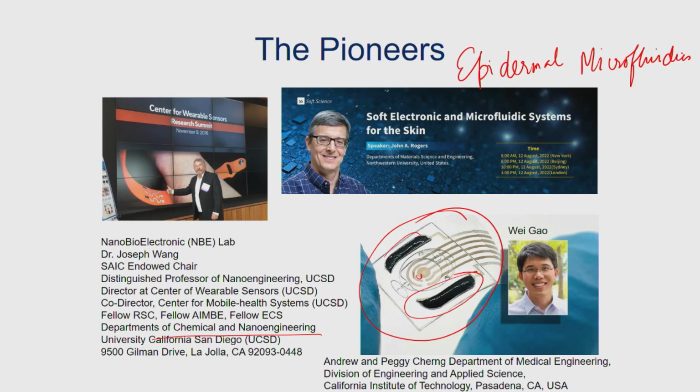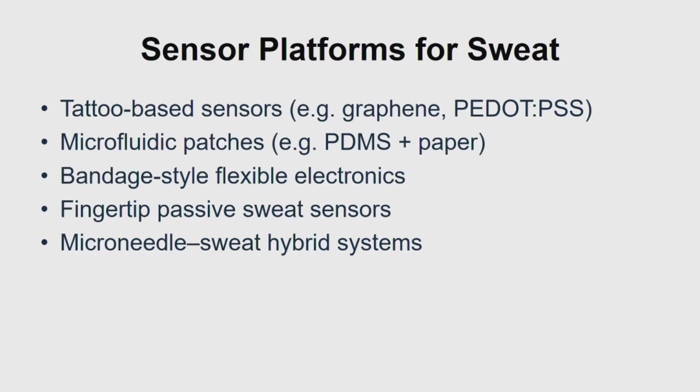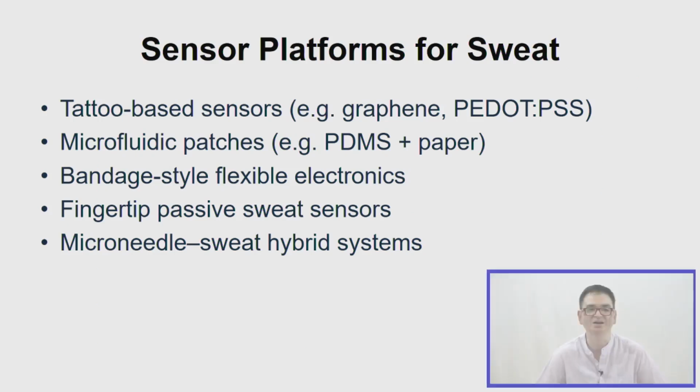And I think they've got multiple working electrodes in this particular setup here. So the different sensing platforms that you have for sweat are tattoo based sensors. People have made tattoos made up of gold nanoparticles, graphene, PEDOT-PSS, which is basically polystyrene sulfonate, and the other one is a thiophene here, polyethylene dioxythiophene. And then people have also used microfluidic patches.